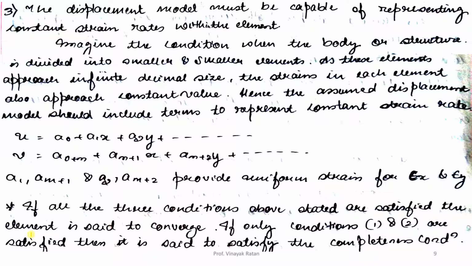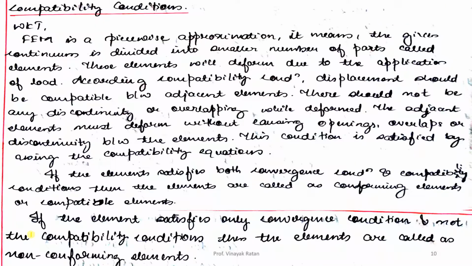And the last slide, we'll go through what the compatibility conditions are. FEM is a piecewise approximation. It means the given continuum is divided into a smaller number of parts called elements. You know this. These elements will deform due to application of load.